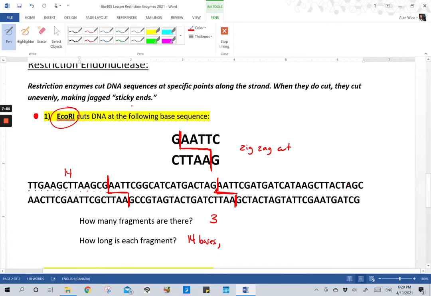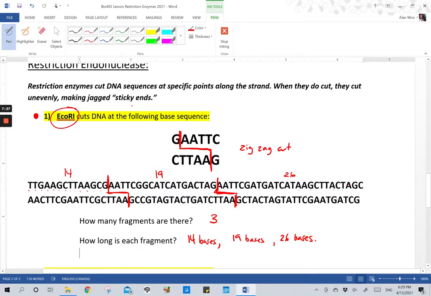The second fragment: 1, 2, 3, 4, 5, 6, 7, 8, 9, 10, 11, 12, 13, 14, 15, 16, 17, 18, 19. Okay, so it's 19 bases. And then the last one: 1, 2, 3, 4, 5, 6, 7, 8, 9, 10, 11, 12, 13, 14, 15, 16, 17, 18, 19, 20, 21, 22, 23, 24, 25, 26. Okay, so 26 bases long.